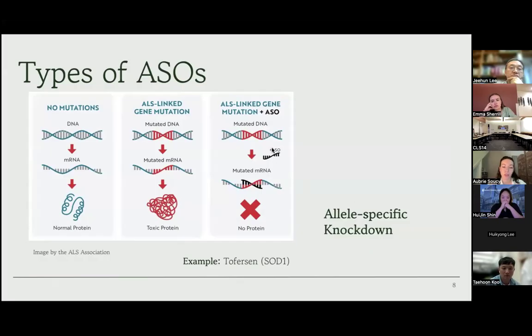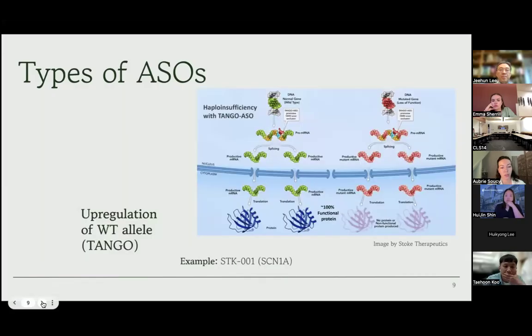So again, it uses RNase H to knock down the mutated mRNA, but doesn't touch the wild type copy. And tofersen, which targets SOD1 for ALS, is an example of an allele-specific knockdown ASO.